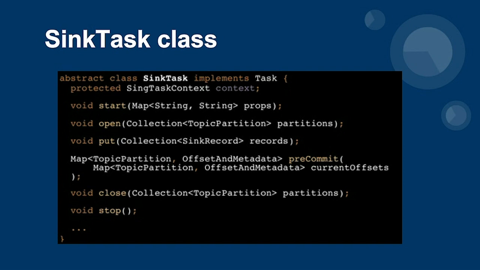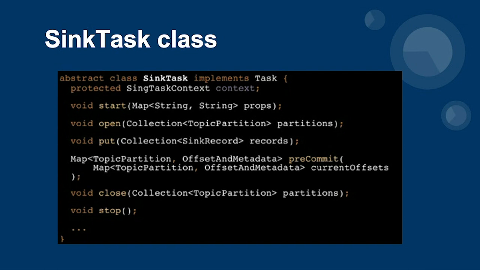What we receive as an input to the preCommit method is the latest offsets of the records per topic partition that were processed by the last put call. Instead of returning this map, we can maintain our own offsets per topic partition and return them from this hook. This way, we avoid skipping any records that were not successfully written to the external system.